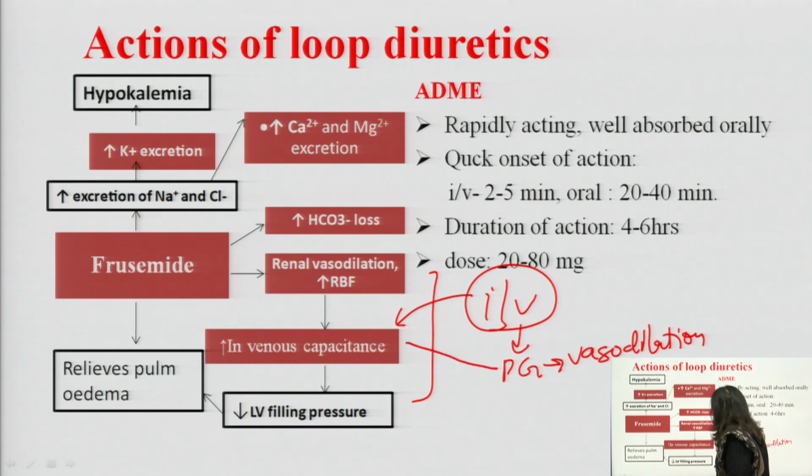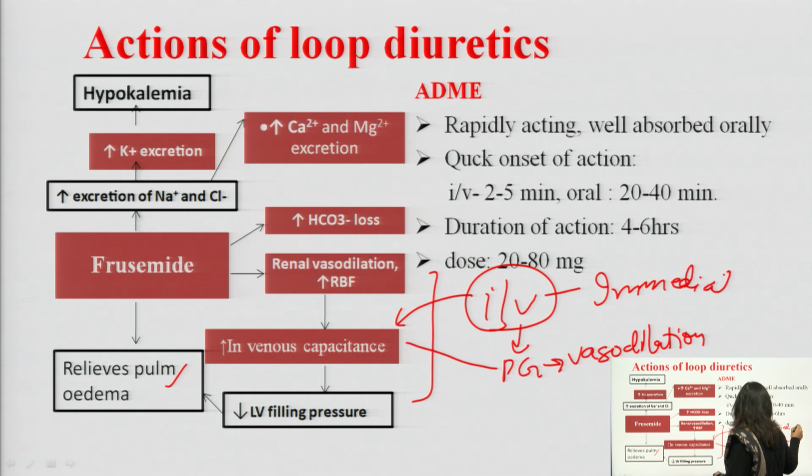So, they will cause increase in venous capacitance, वेन्स में ब्लड बढ़ जाएगा, जब वेन्स में ब्लड बढ़ जाएगा तो रिटर्न टू द हार्ट, वीनस रिटर्न टू हार्ट कम हो जाएगा, then it will result in reduced left ventricular filling pressure. The decrease in left ventricular filling pressure will relieve the pulmonary edema. So, this occurs with the IV furosemide, यह immediate action है. So, it relieves pulmonary edema with the IV furosemide.